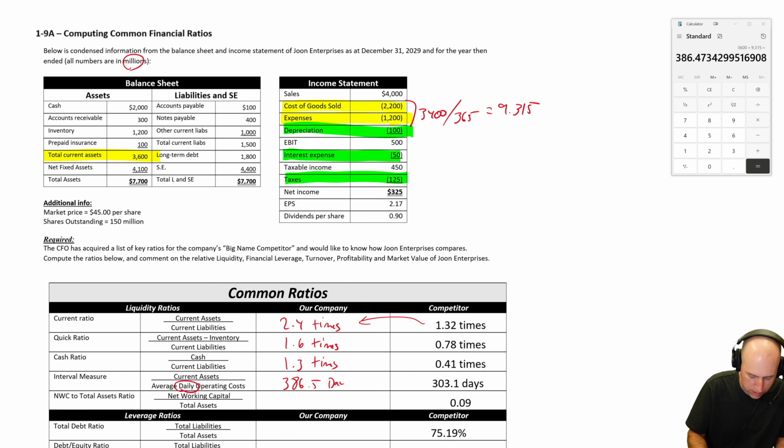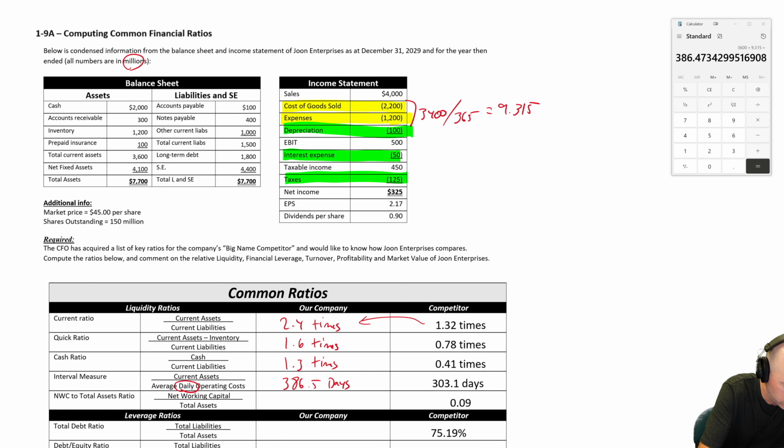386.5 days. This is, again, it says, well, if I was not making any sales, not bringing in any money, I could pay my costs, I could pay my bills for over a year, 386 days. And again, every ratio so far I've compared favorably to my competitor. I'm doing better than my competitor. Net working capital to total assets ratio.